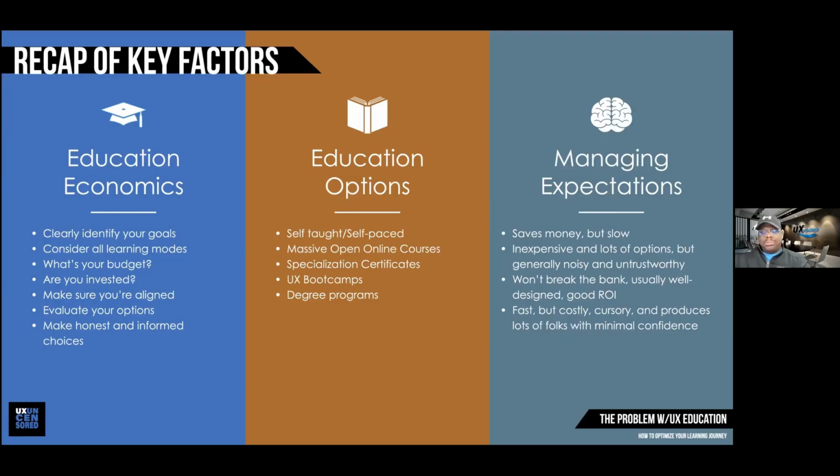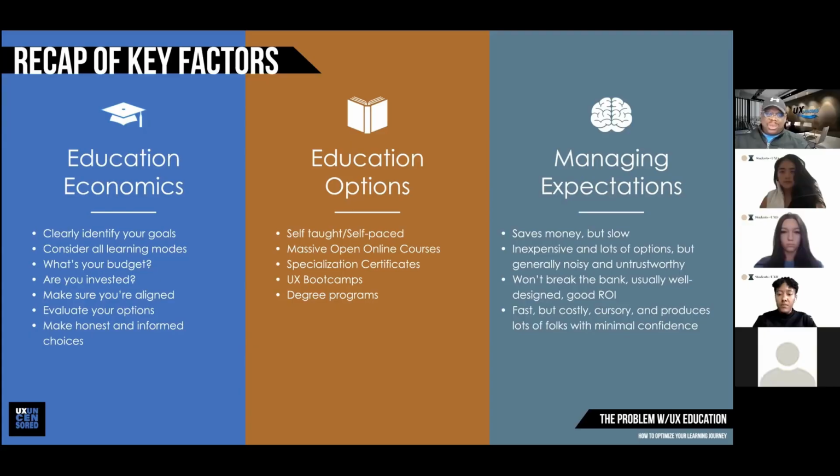The fourth one is fast, but it's costly, cursory, usually very surface level. That's what that means. Produces lots of folks with minimal confidence. I encounter them all the time. And you don't want to go through, pay $25,000, 10 for that matter, to go through something just to later talk about having imposter syndrome.